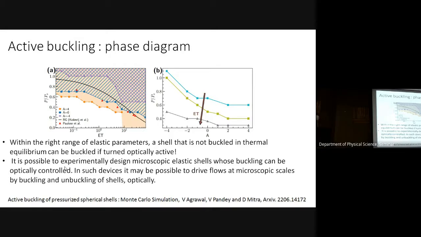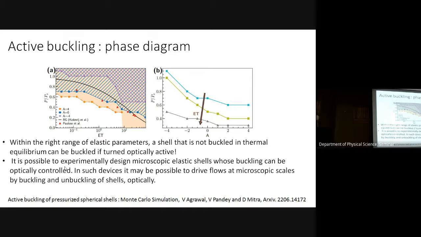And then I can draw the phase diagram between buckled and unbuckled for various activity. This black line is from the theory of Nelson. These red dots are their simulations, okay? And this blue line is from our simulation for the thermal case. And you see it is not very different from their simulations. The agreement is quite reasonable.